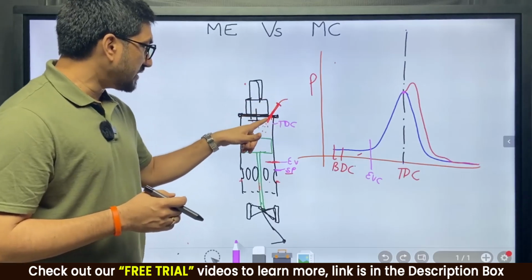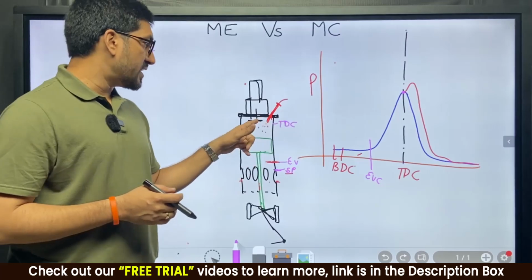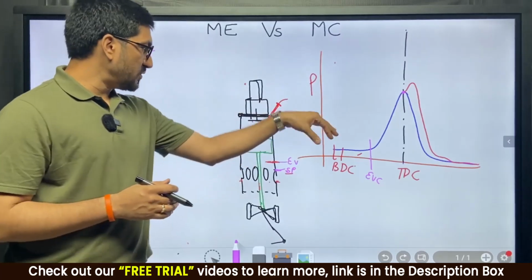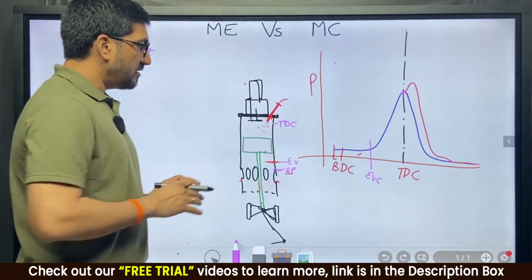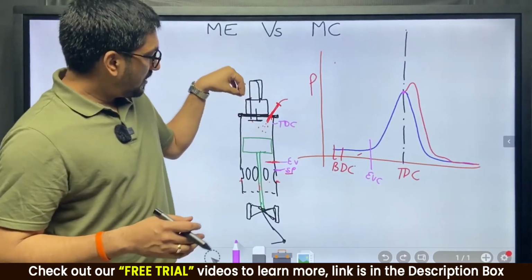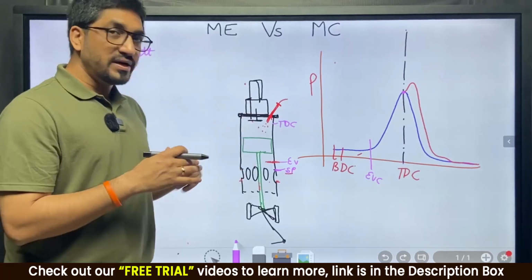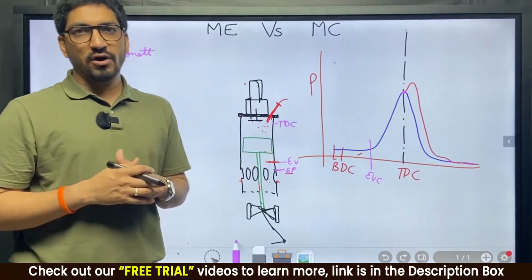So this is a fuel injector, and nearby TDC it will start to inject the fuel through some different process, but for the time being, you just imagine from somewhere fuel is coming in, and this fuel is getting injected into the combustion chamber. And this fuel, of course, when it starts to burn, will produce a lot of heat and a lot of gases.